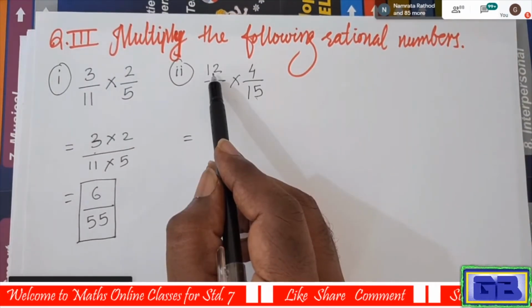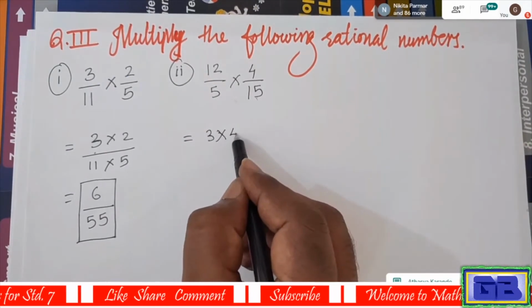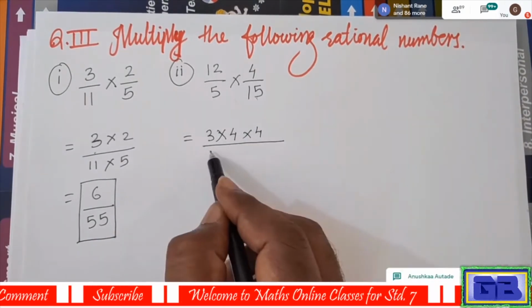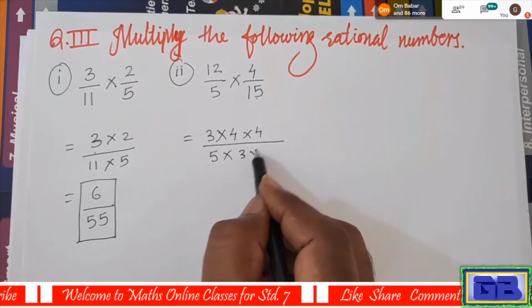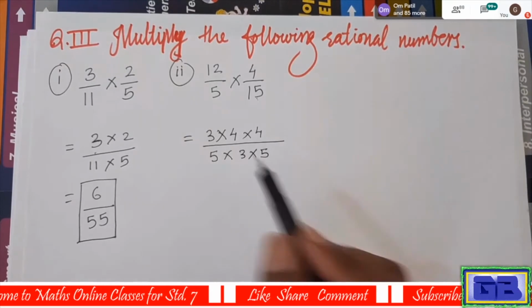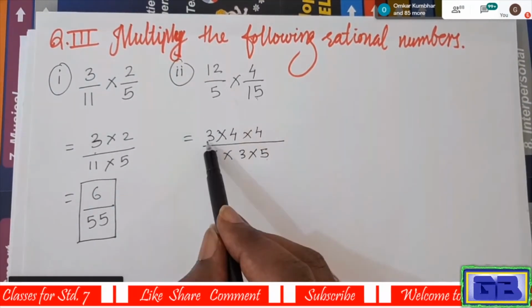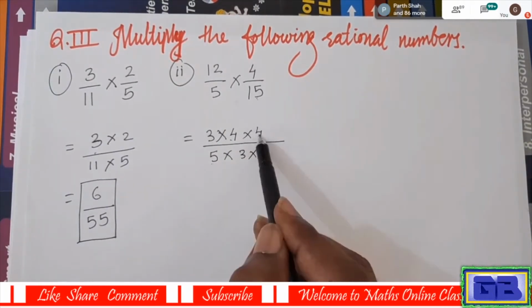I will split this number 12 as 3 fours are 12. And here this 4 as it is. Now 5 I will write as it is, and here 3 fives are 15. In this way you have to split 15 as 3 into 5 and 12 as 3 into 4. The remaining 4 and 5 I have written as it is.